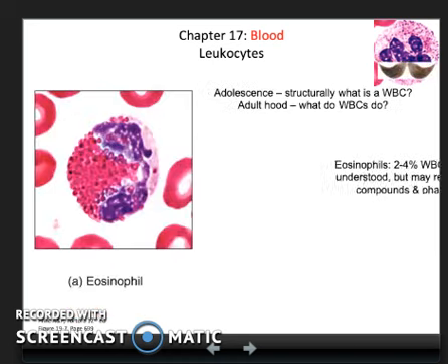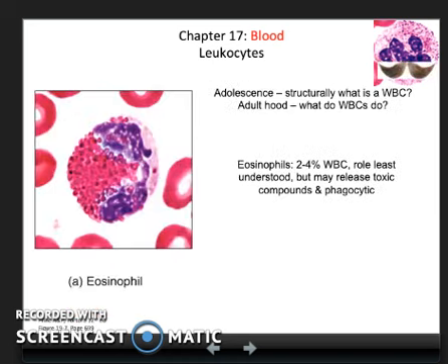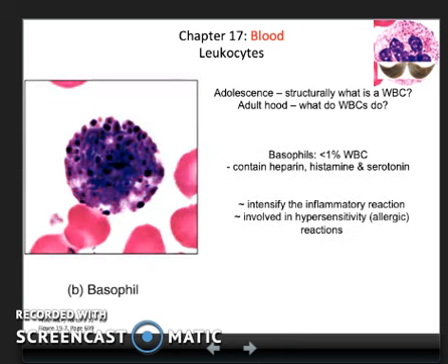Okay, so let's look at the different types of white blood cells. Hopefully this is a review from what you learned in lab. So we have our eosinophil. This is the most rare, least understood, 2 to 4% of the white blood cells. In some studies, it's released toxic compounds. They seem to be phagocytic. Work's still going on there.